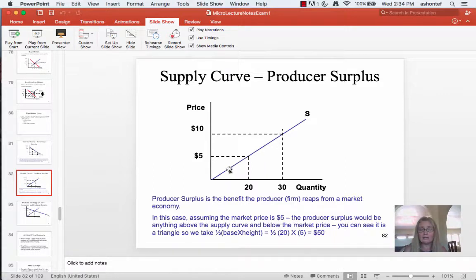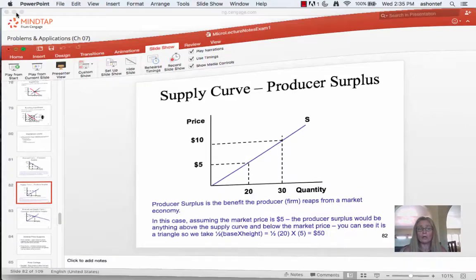At this place here, they would have put this unit out below 5, but they get 5. So everything in this case below your equilibrium and above your supply curve, this triangle, represents the producer surplus. So the producer surplus is the benefit the firm reaps or gets from a market economy. So you really want to review and look at these couple slides before moving on to the homework.